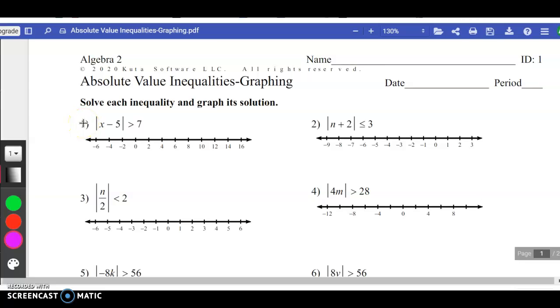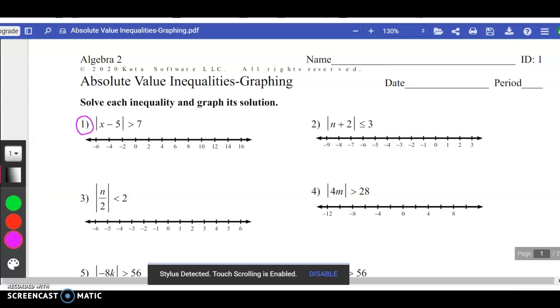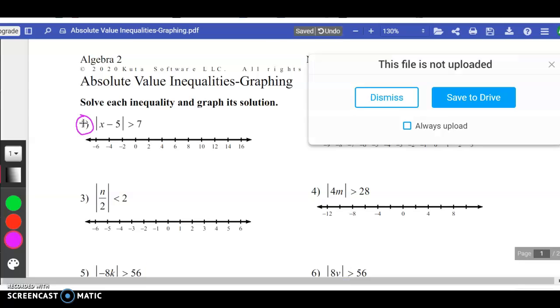We're going to graph these. Some of these we're going to have to solve first, and since there's absolute value, there's going to be two answers. Looking at number 1, I have the absolute value of x minus 5 is greater than 7.